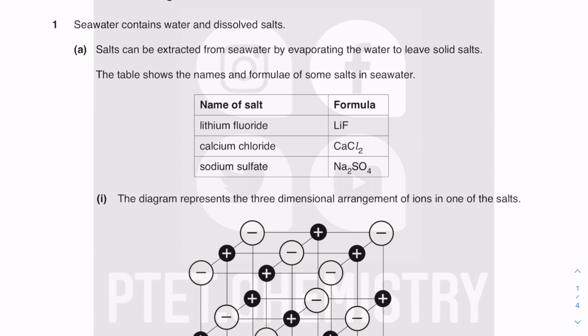So seawater contains water and dissolved salt. Obviously seawater is a bit salty because of the dissolved salt in the water itself. Salts can be extracted from seawater by taking away the water. That means we evaporate off the water and we get the solid salt remaining. So these are the names and the formulae of some salts in seawater.